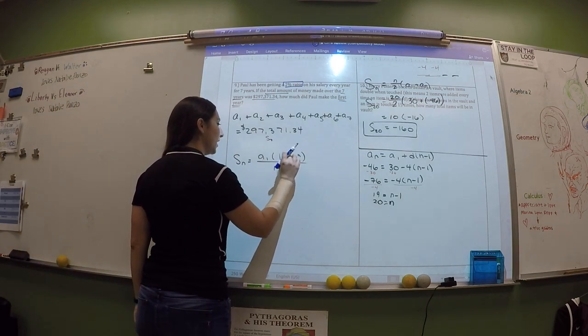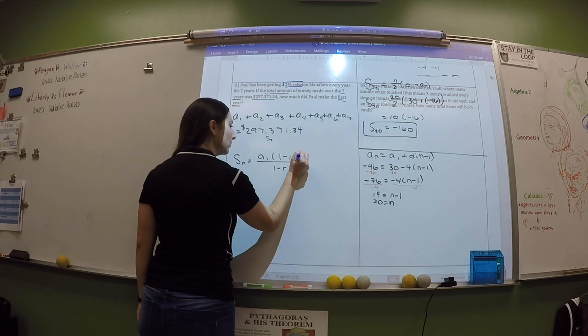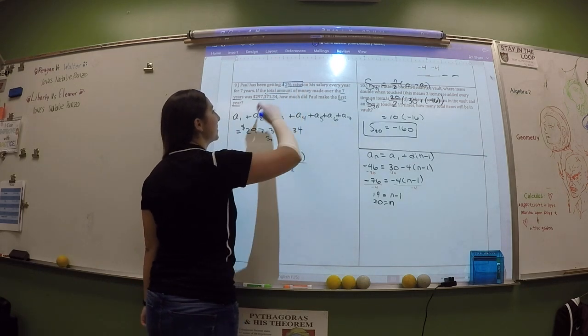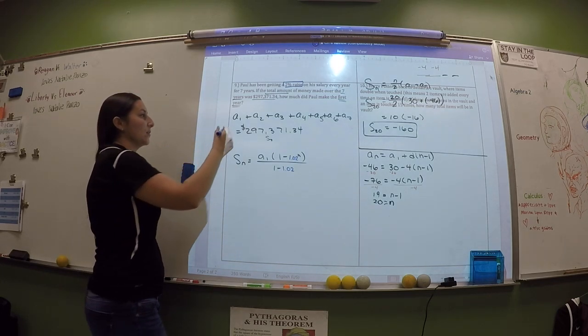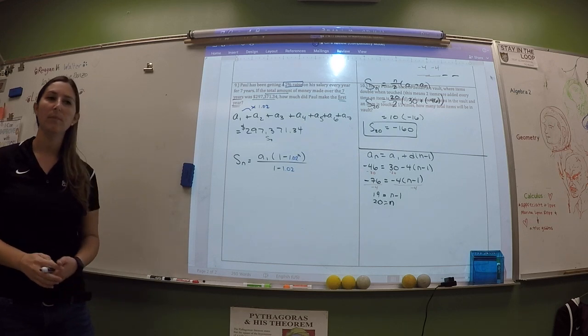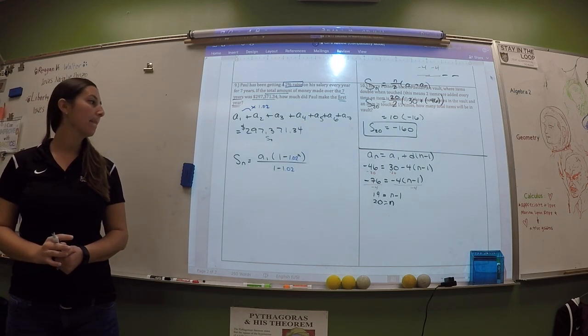I have a question. How did you determine it was geometric? Because you multiply. Since he's getting a 2% raise, that means we have to multiply by 1.02 to get to the next one. And the n is going to be negative 7.